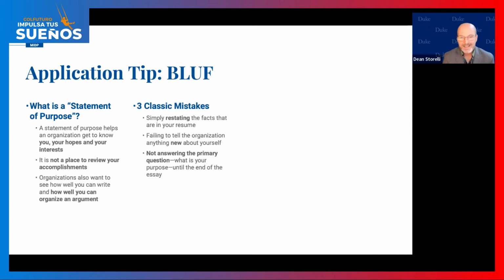Now, there are three classic mistakes. The first is simply restating the facts that are in your resume. You're wasting an opportunity to say something else about yourself. Another mistake is failing to tell the organization anything new about yourself. Organizations are good at looking at resumes. They can figure out what that says. What an organization wants to know if they're asking for a statement of purpose is something else. They want to know what's driving you. Where do you see yourself going?